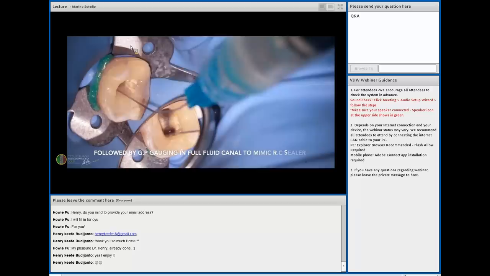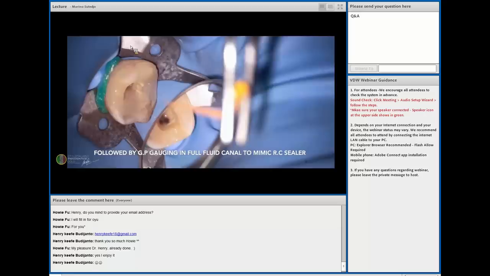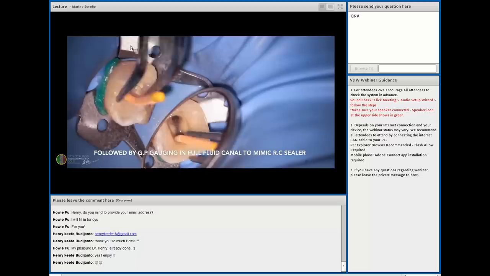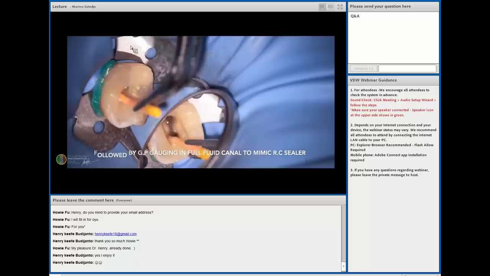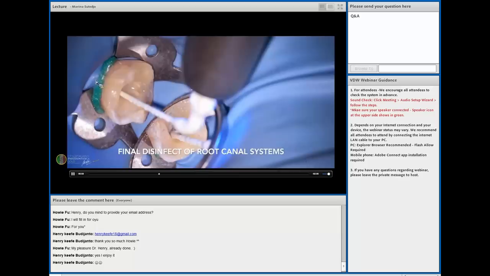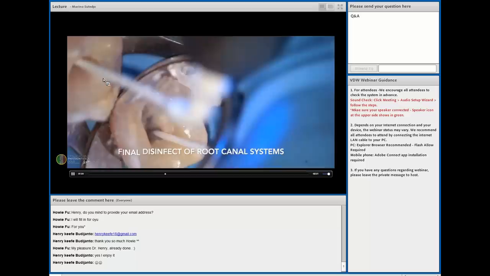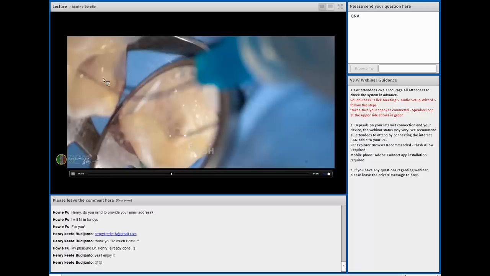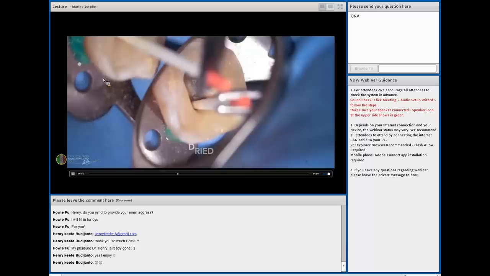Again, fill your root canal with your fluid to mimic a root canal sealer when you want to try your gutta percha cone as an apical gauging technique. And once you think it is okay, once you think it is the right size of gutta percha, don't forget to activate your irrigants again as your final irrigation. Make sure to flush everything out. Don't forget to dry the canal. Make sure it's dry.